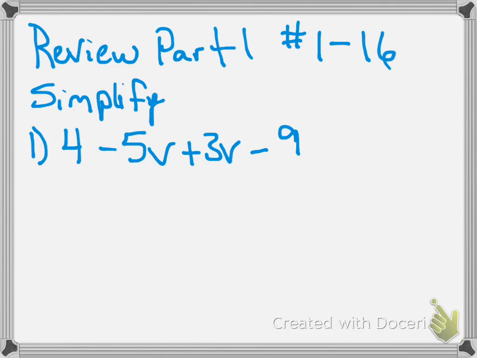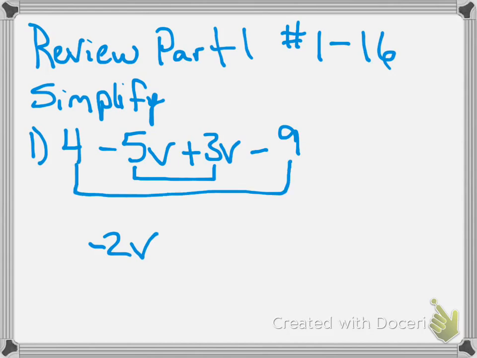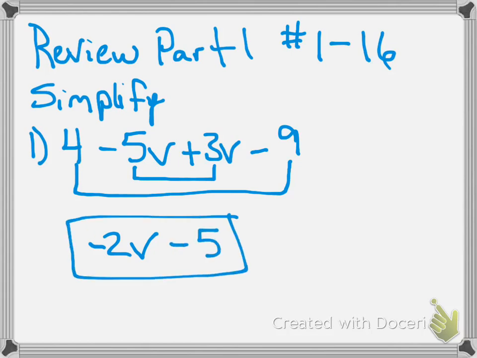Here, the first one is to simplify, so we want to make sure we combine like terms. So here we have negative 5v. Notice how I'm reading that. Negative 5v plus 3v, that's negative 2v. And then 4 minus 9 is negative 5. So my answer there is negative 2v minus 5.